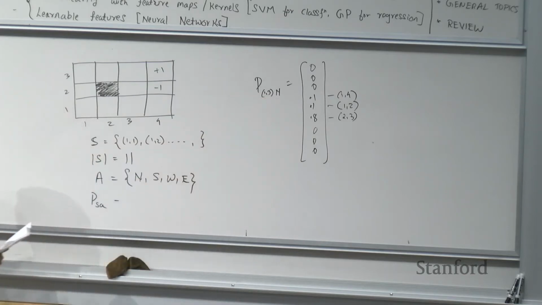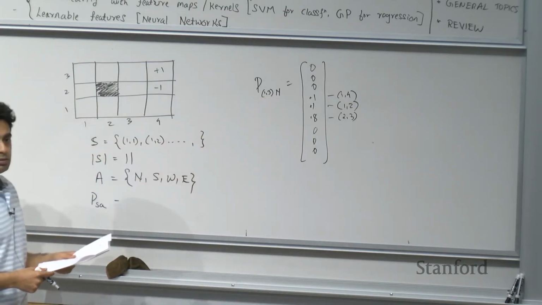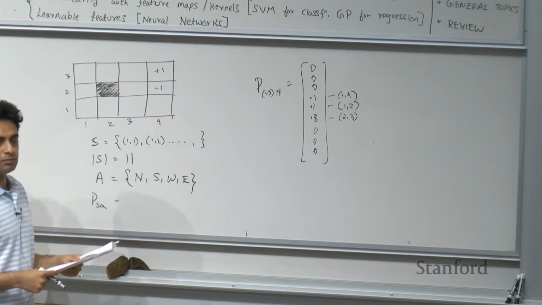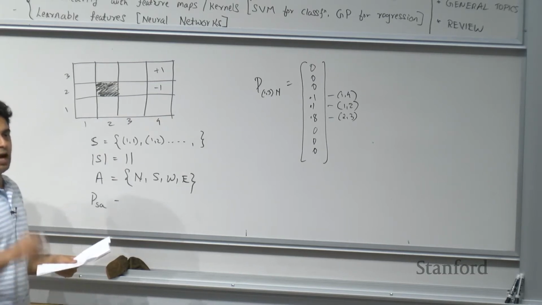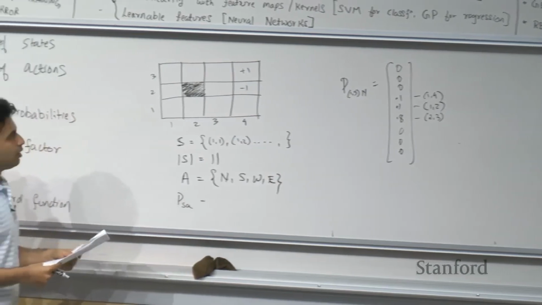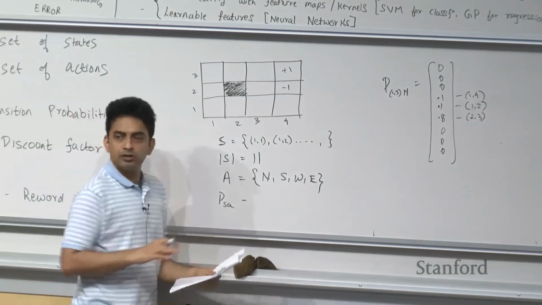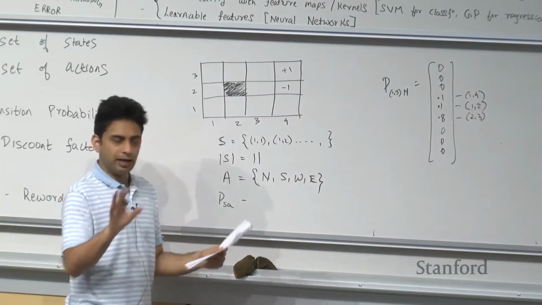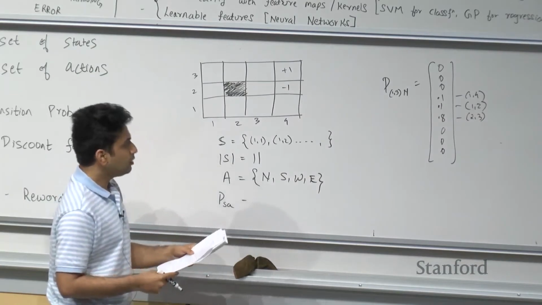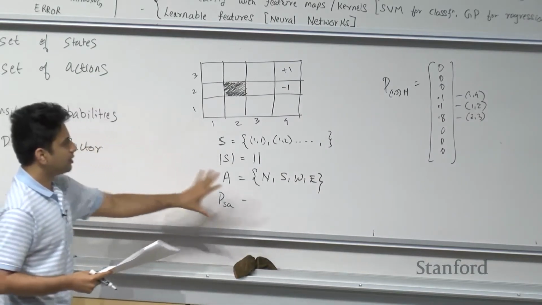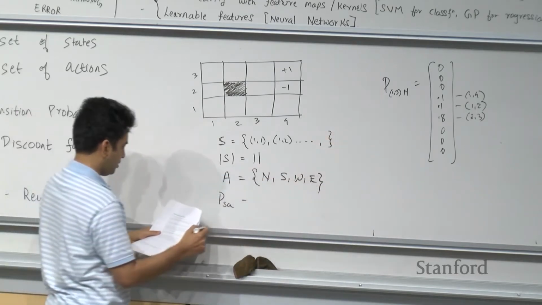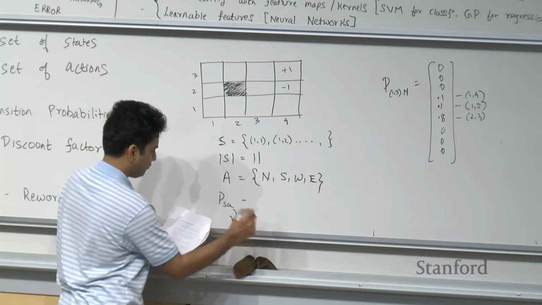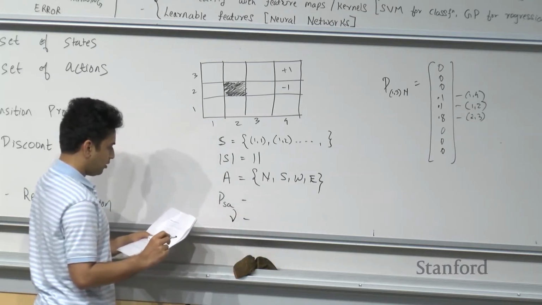Yes, question? The action set is for the whole problem, you can't restrict it for certain states. Yeah, I'll come to that. So for simplicity, let's assume we can take any action in any state for now. So that's called the transition probability, and then there is something called the discount factor gamma. We'll come to that, and there is a reward function.